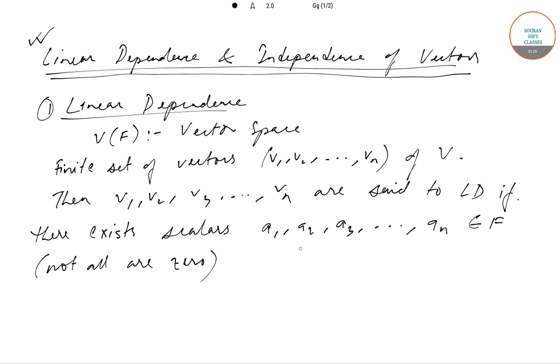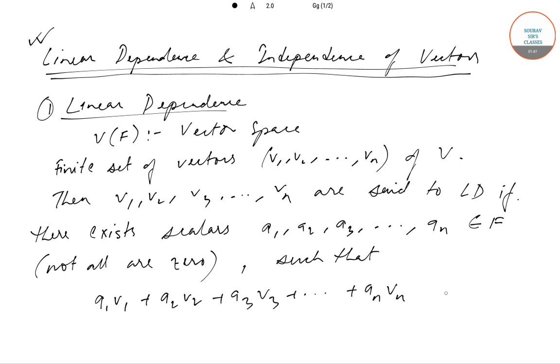There may be some of the scalars which may be 0, suppose a1 can be 0, a3 can be 0, but not all of them are 0, such that a1 into v1 plus a2 into v2 plus a3 into v3 up till an into vn is equal to 0. So this is the definition for linear dependence.